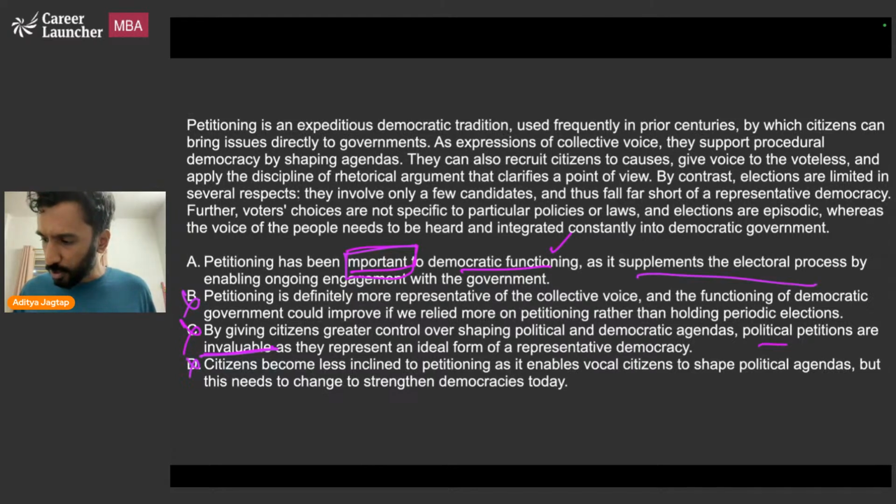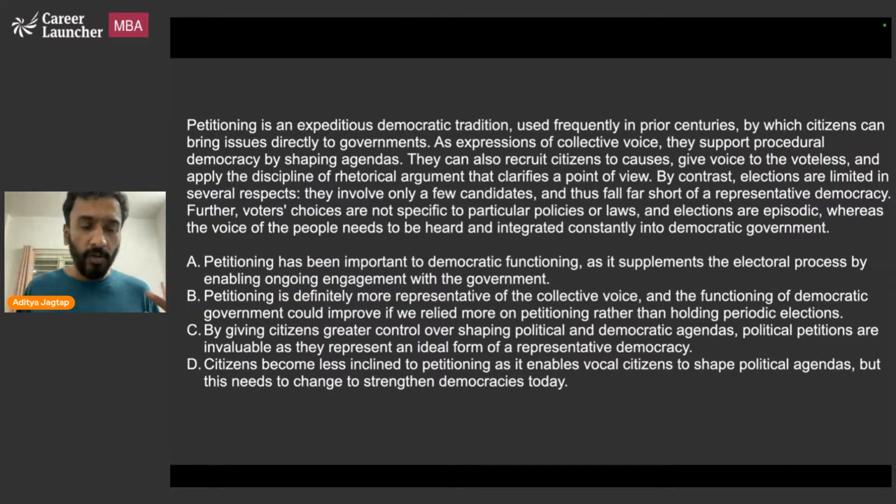It supplements electoral process. So they support procedural democracy, right? So it supplements electoral process by enabling ongoing engagement with the government. Why is it ongoing engagement? Now notice what sounds new about option A. By the way, for the sake of discussion, let's say B, C, and D are incorrect, and everyone agrees with that. The problem with option A is that this idea of ongoing engagement sounds incorrect.